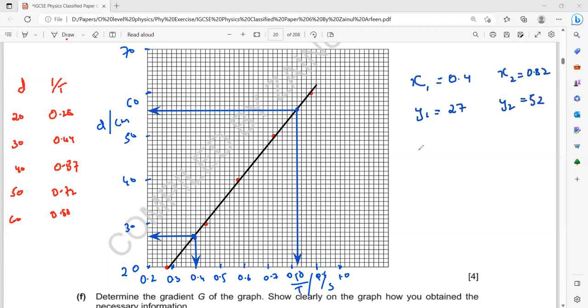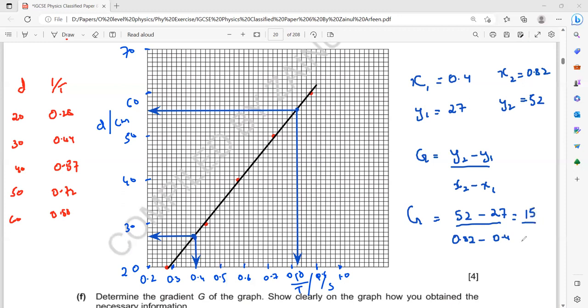How to work out the gradient? The formula for gradient, you have to learn: y2 minus y1 divided by x2 minus x1. So y2 is equal to 52, y1 is equal to 27, x2 is equal to 0.82 minus x1 is equal to 0.4. Better solve numerator and denominator separately. 52 minus 27 is 25. And 0.82 minus 0.4 is 0.42. So 25 divided by 0.42.